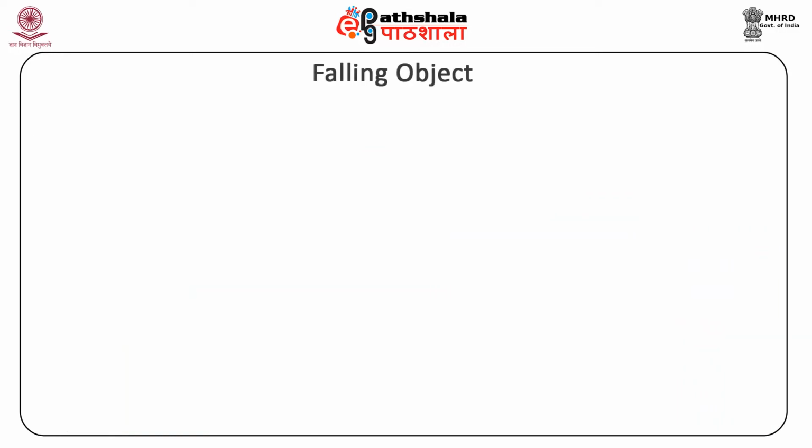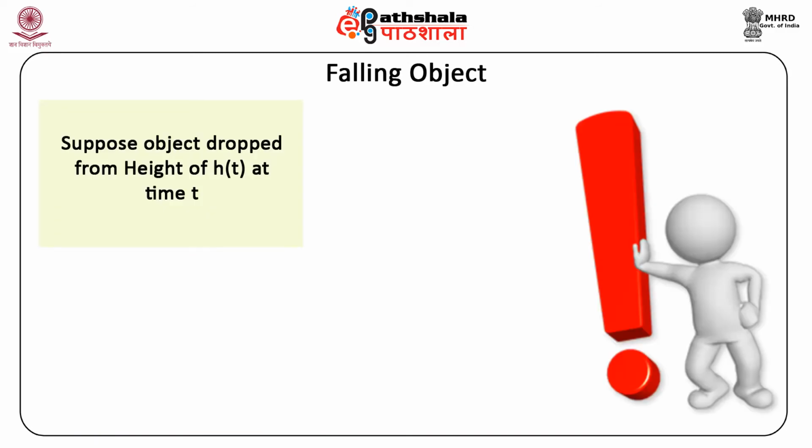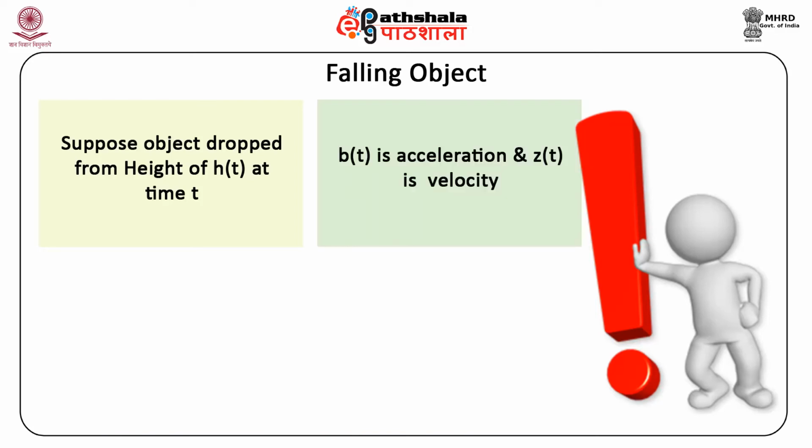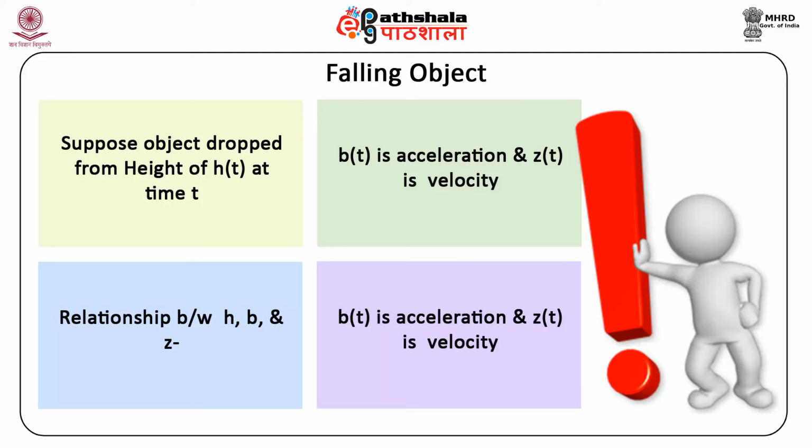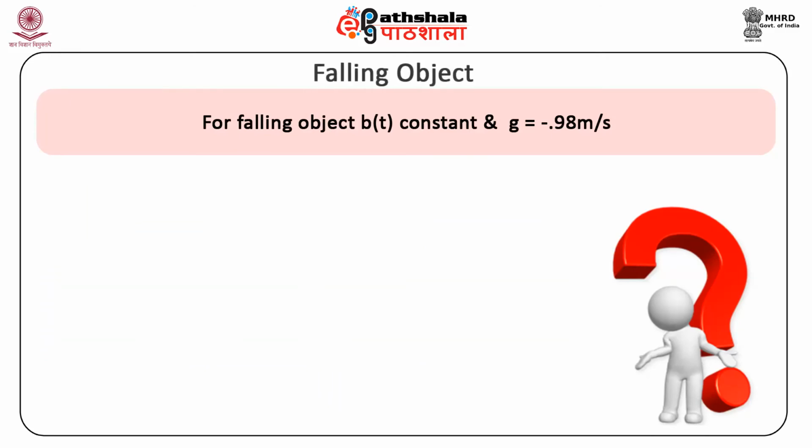Next, we will discuss the falling object. Suppose an object is dropped from a height h(t) at time t. Let b(t) be acceleration and z(t) be velocity. The relationship between h, b and z is as follows. b(t) = dz/dt, z(t) = dh/dt. For a falling object, b(t) is constant and is equal to g, which is equal to minus 9.8 meters per second squared.